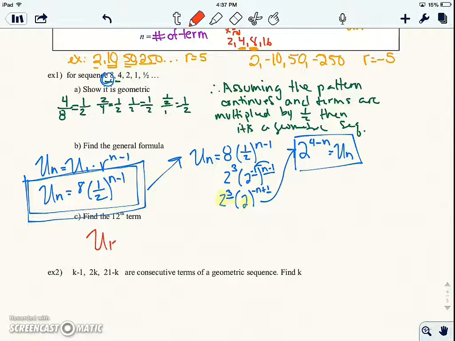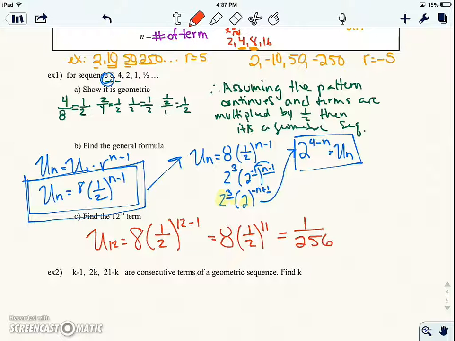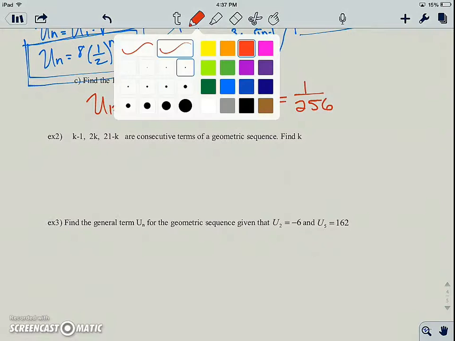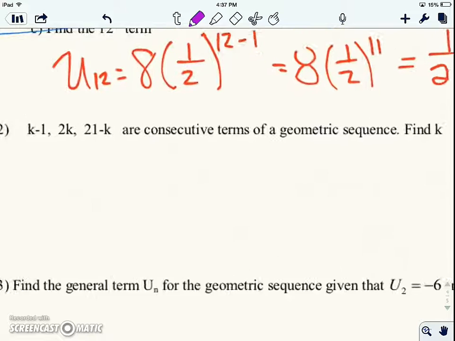So that's u to the 12 equals 8 to the 1/2 times 12 minus 1, all right, which is 8 to the 1/2 to the 11. You're welcome to use your calculator for this, and you'd get 1 over 256. So the 12th term is 1 over 256. All right, the next example is finding k, just like we did last time, but this time with these.